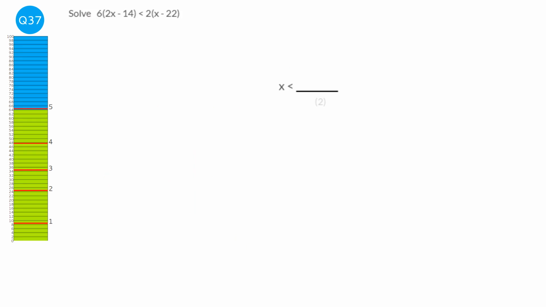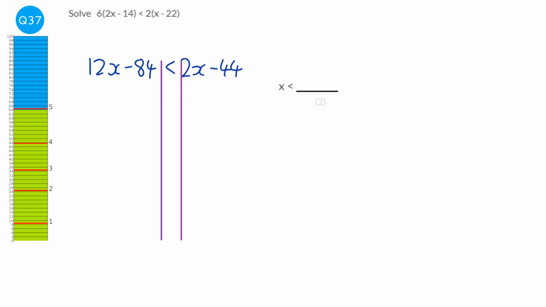I'm going to start by expanding these brackets. You could have divided both sides by 2 and then expanded the brackets on the left, but I'm just going to expand them all because it might be maybe easier, I don't know. So we've got 2x minus 44. Get our lines in because we're solving. And the rule is that we get rid of the smaller amount of x. So we've got 2x here and 12x on the other side. So we're going to subtract the 2x from both sides.